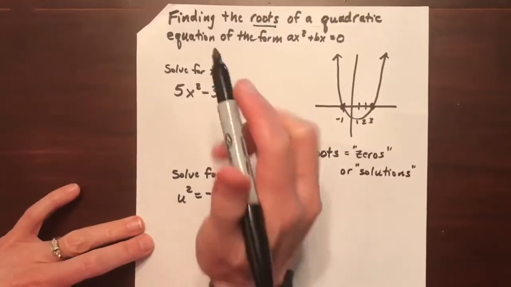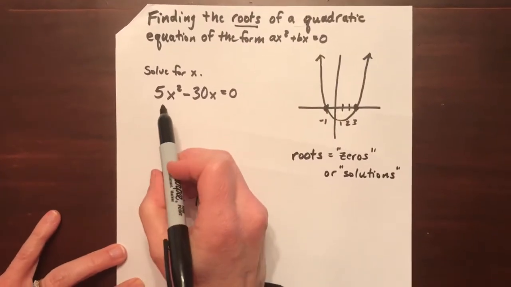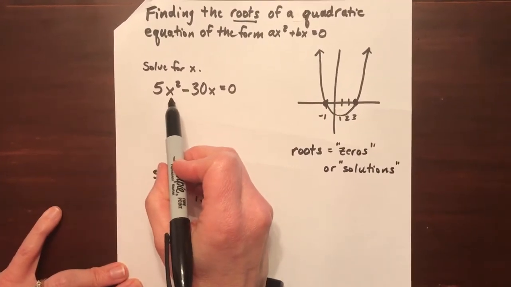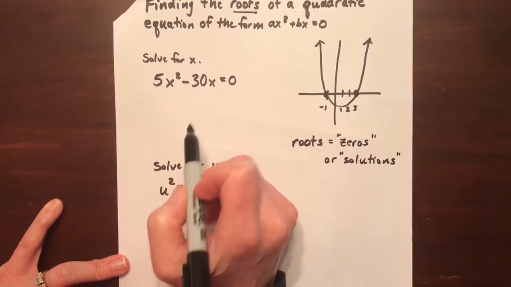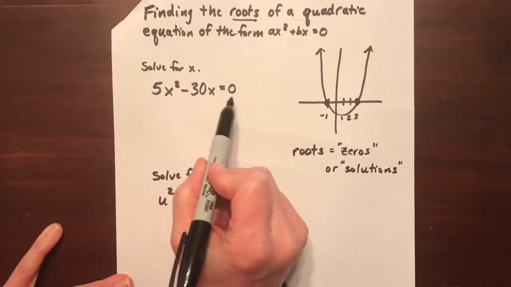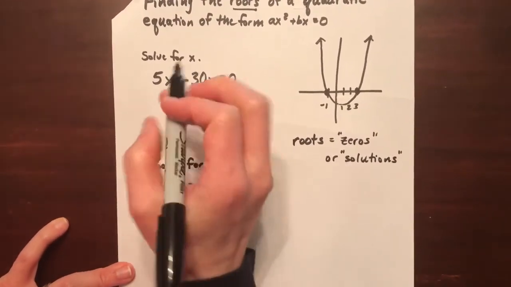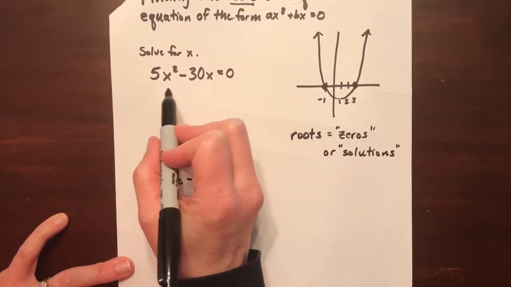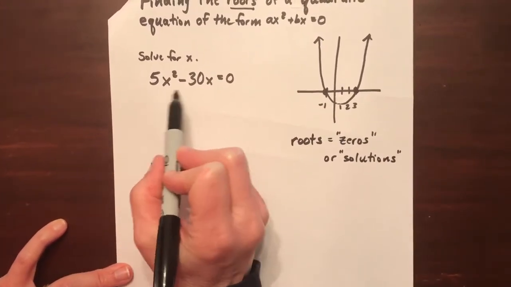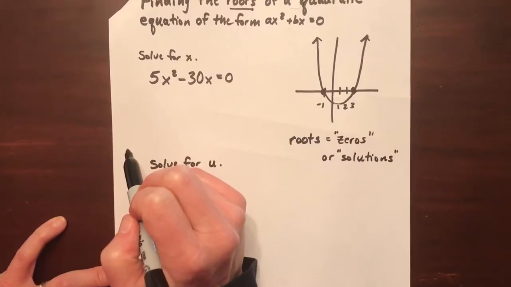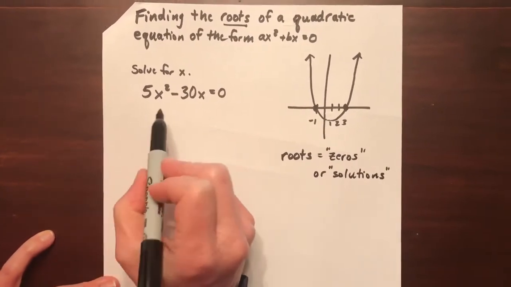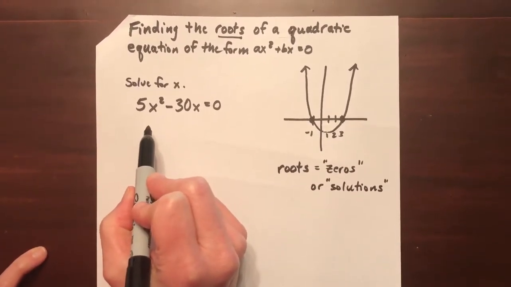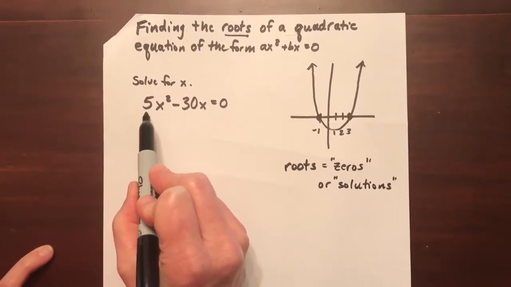So how do we find the roots if we have an equation of this form? 5x squared minus 30x equals 0. Well, I want to factor that. And so I can look at my left side and say, how could I factor something like this? The first thing I always want to try is, do these two terms have a greatest common factor? As a matter of fact, they do.